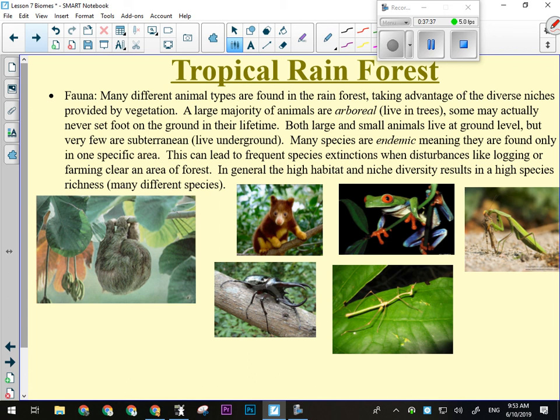Walking sticks. Anyone ever seen a real walking stick? They are so cool. They look just like a stick. And if you let them crawl on you and they're hanging from your hand, if you blow on them, they will sway back and forth, mimicking what a real branch would do. They're perfectly camouflaged in their environment.